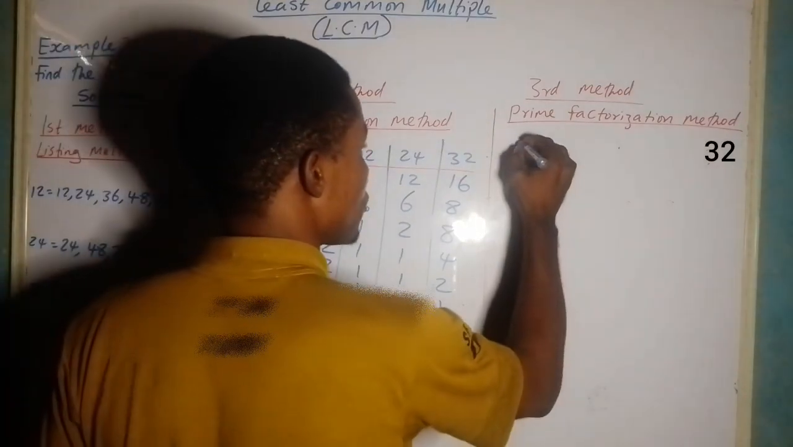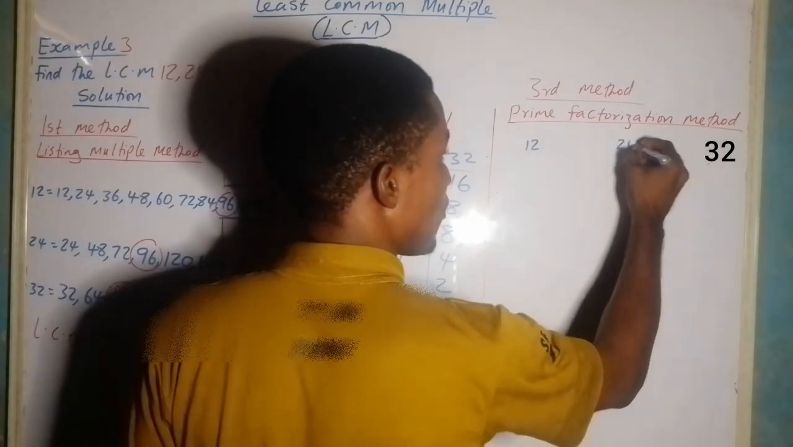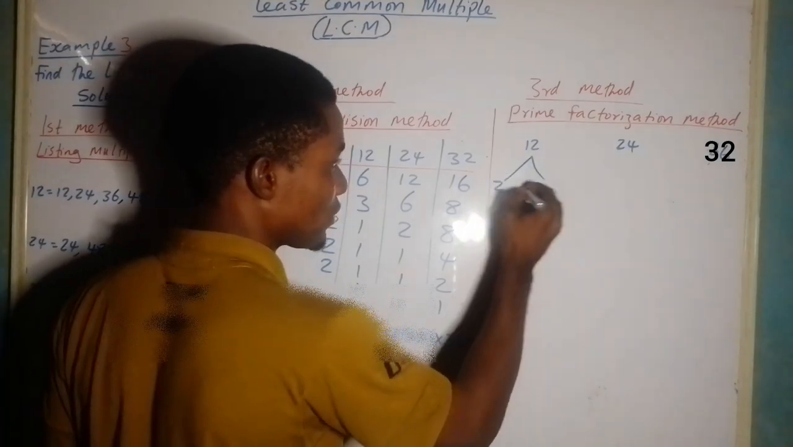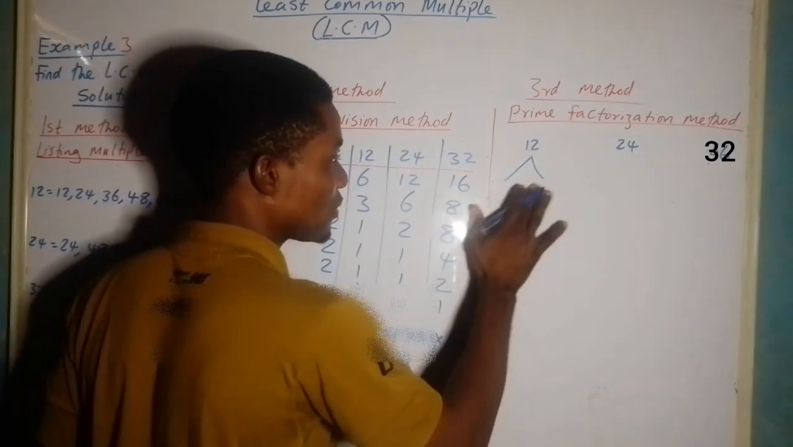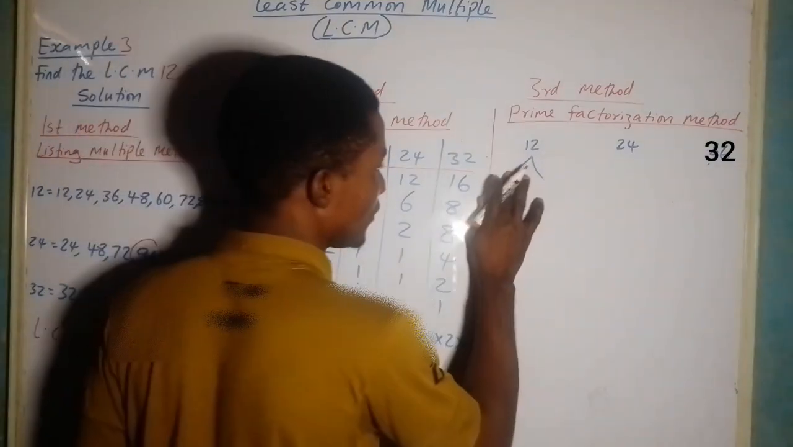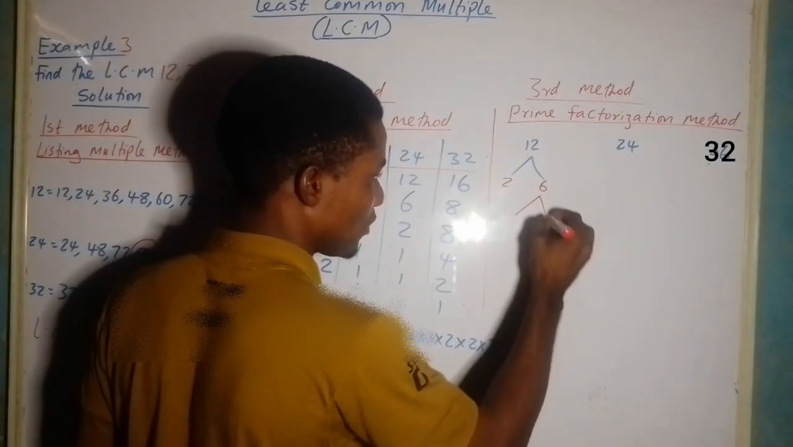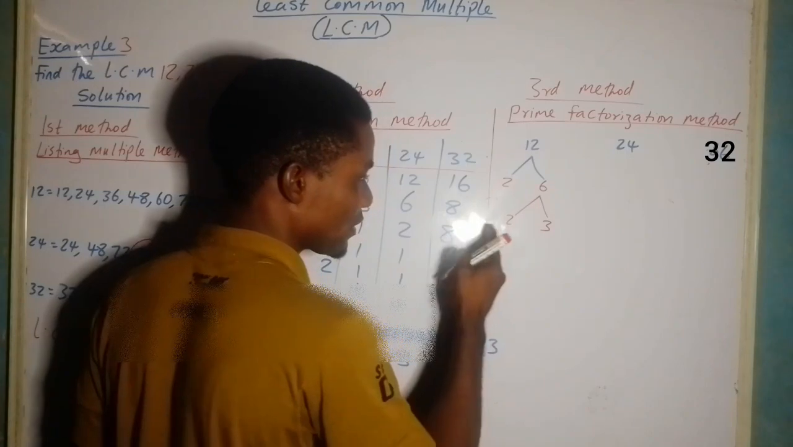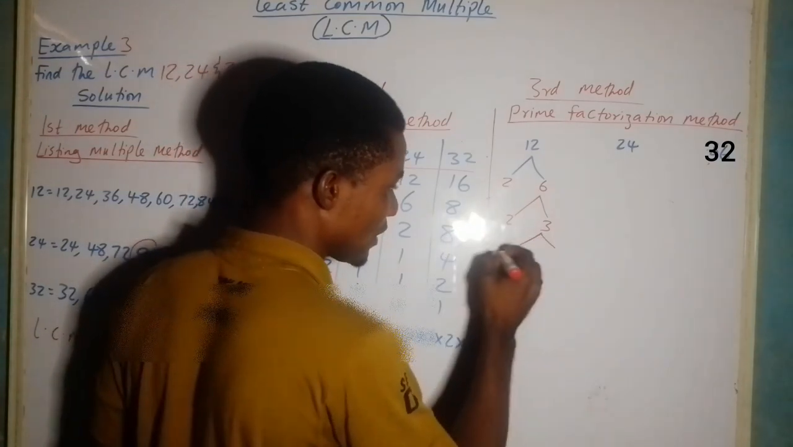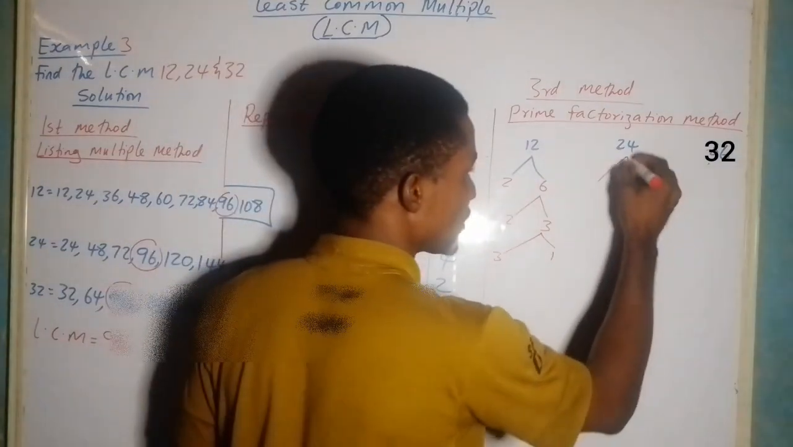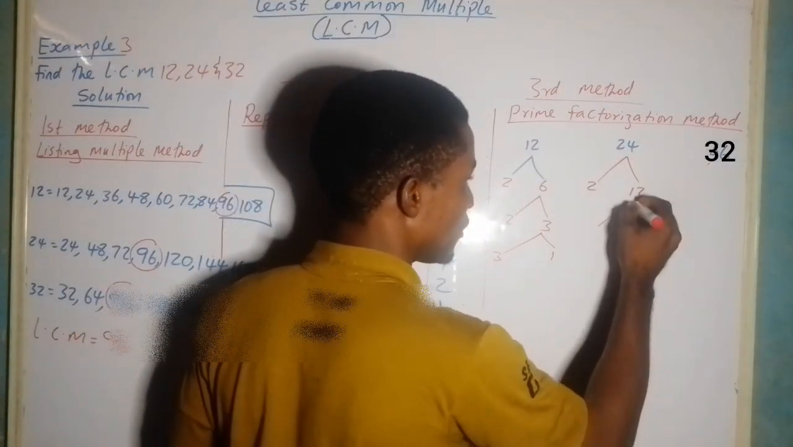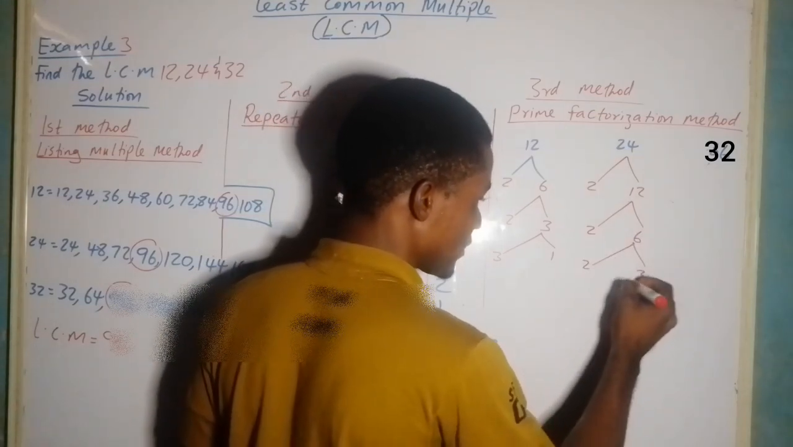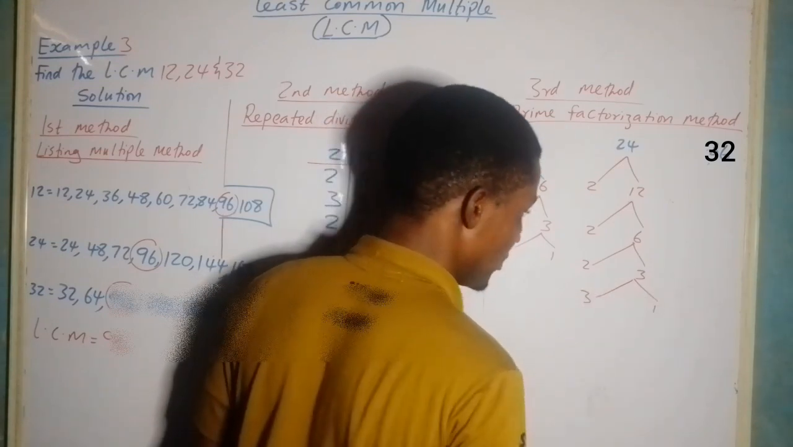So we have 12, 24, and 36. So let's go. 2 times 6 is going to give us 12. 2 times 3 will give me 6. And 3 times 1 will give us 3. Now the next number, 2 times 12 will give us 24. 2 times 6 will give us 12. 2 times 3 will give me 6. And 3 times 1 will give me 3.